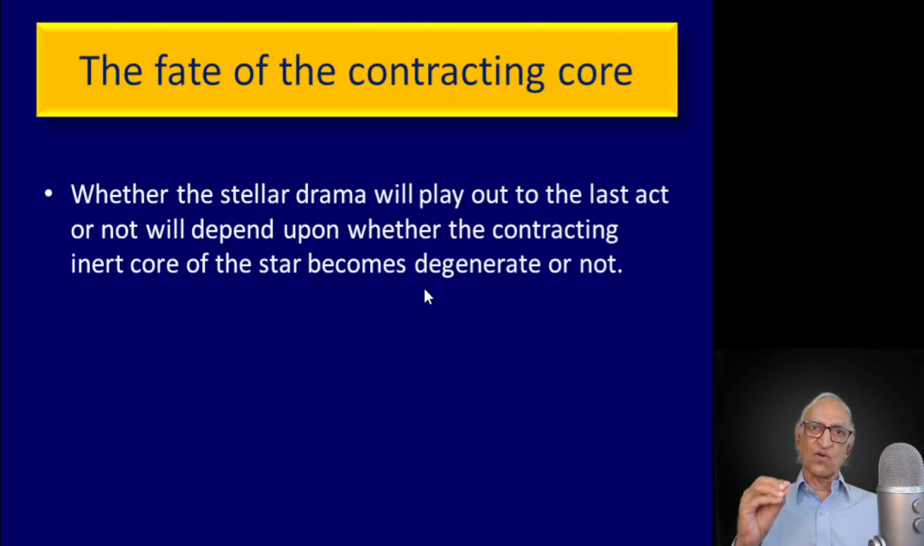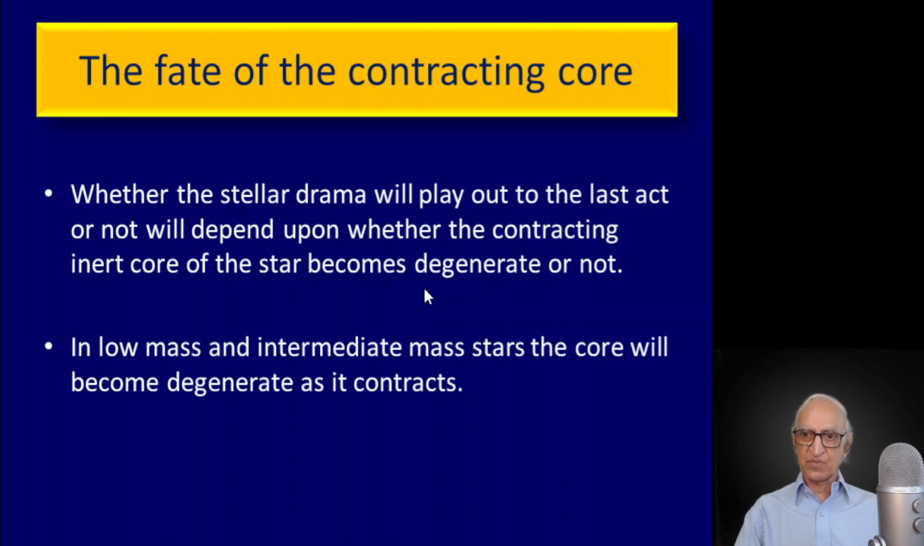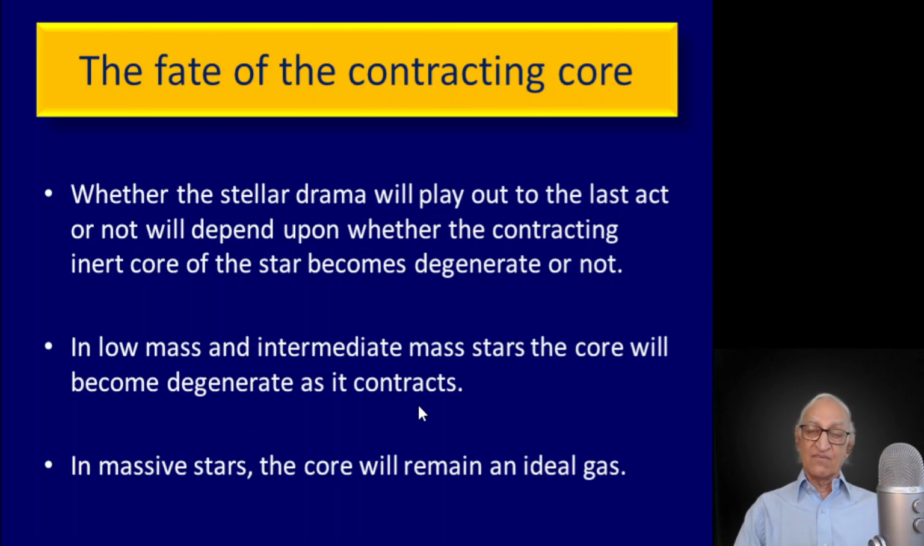If the contracting core remains classical through all the acts of the stellar drama, curtain going up and coming down, then the stellar drama will proceed all the way till iron 56 is produced. But on the other hand, if the star was unfortunate enough to form a degenerate core in the center, then the situation is very different. And that's exactly what happens in low mass stars and intermediate mass stars, and the core will become degenerate as it contracts. Whereas in massive stars, it will remain an ideal gas.